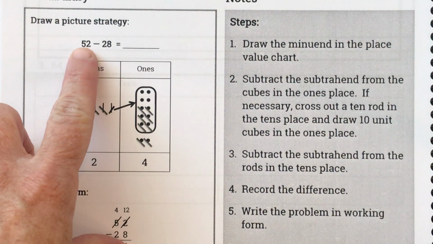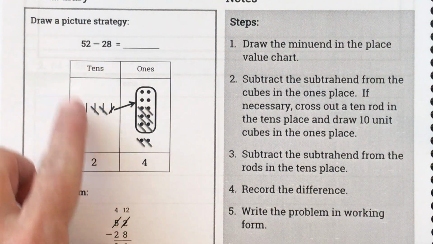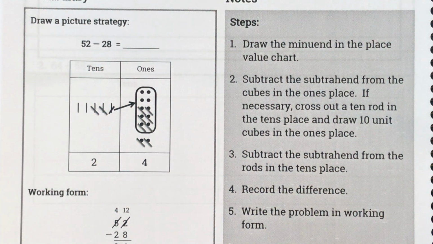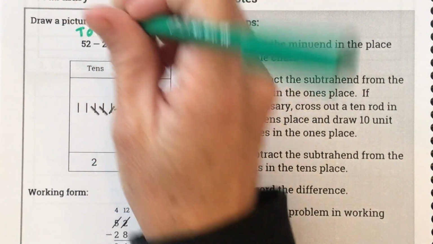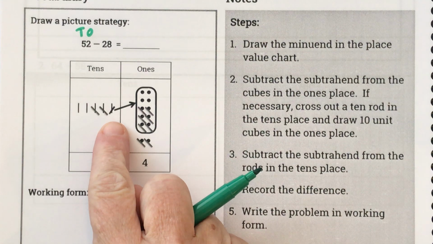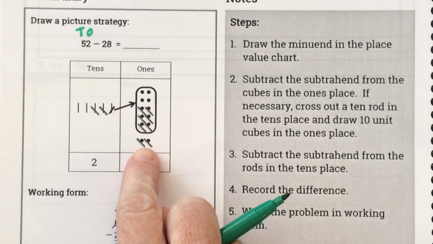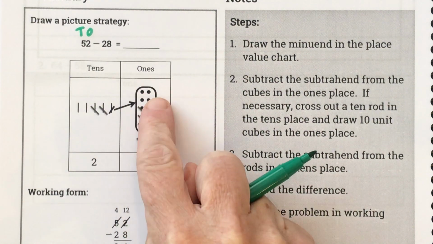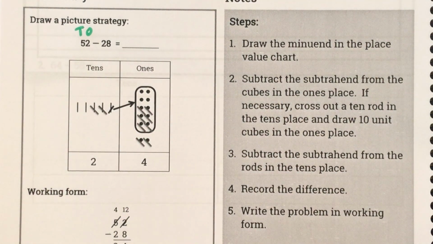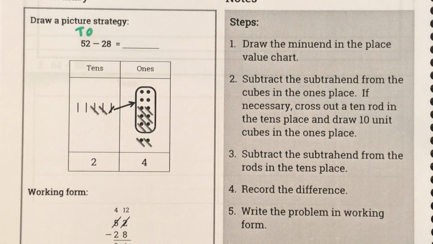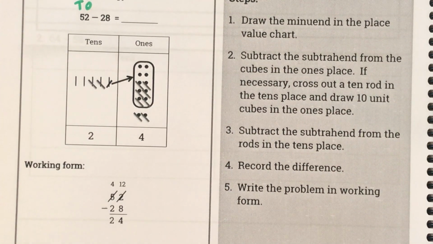So what they did is they drew the minuend. If you look, the minuend is 52, which means there were 2 ones and 5 tens. So they drew the 5 tens and they drew the 2 ones. Now the reason we see more ones is because we had to do this regrouping. We had to unbundle and regroup. So I'll show you that. And then we see that they did it in working form as well.